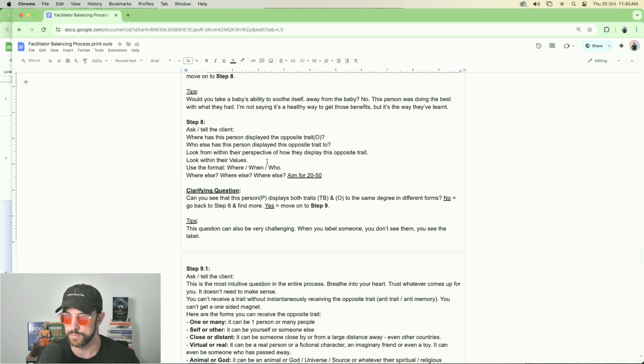We are on the home stretch. So step 8, another challenging one. There's a good lesson that you'll learn from this. The question is: ask the client, tell the client, where has the person you're doing the process on displayed the opposite trait?